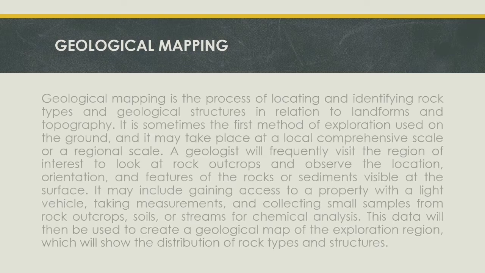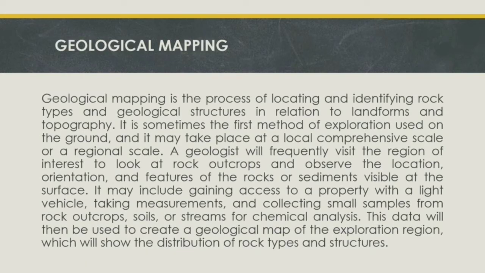Geological mapping. Geological mapping is the process of locating and identifying rock types and geological structures in relation to landforms and topography. It is sometimes the first method of exploration used on the ground, and it may take place at a local comprehensive scale or a regional scale. A geologist will frequently visit the region of interest to look at rock outcrops and observe the location, orientation, and features of the rocks or sediments visible at the surface.